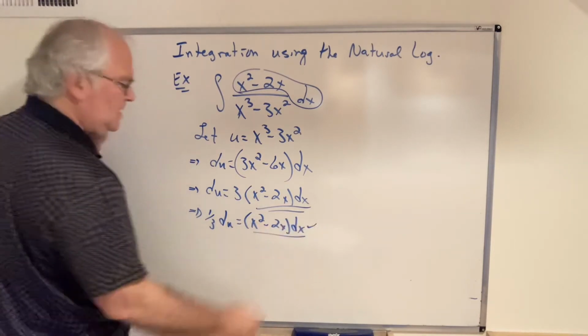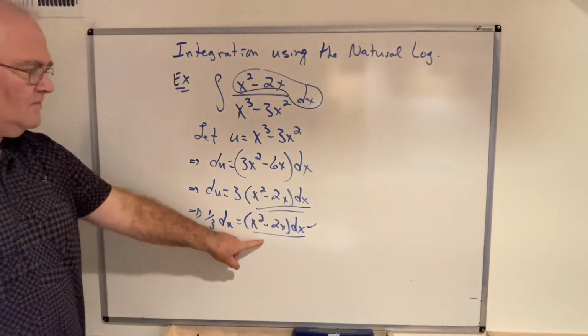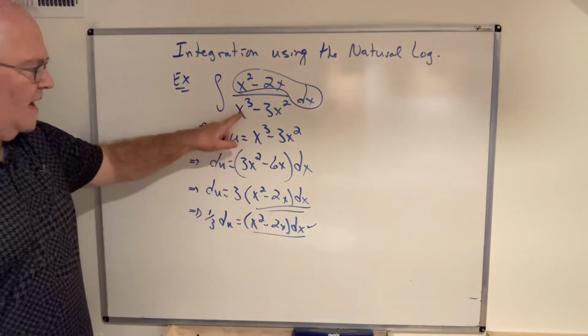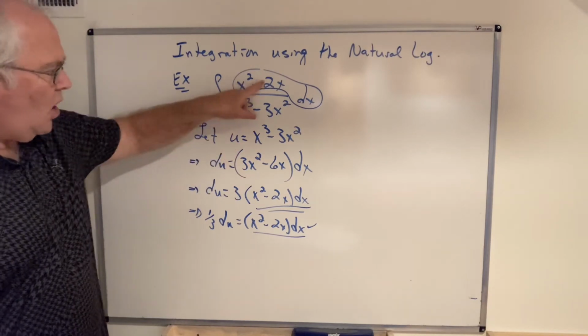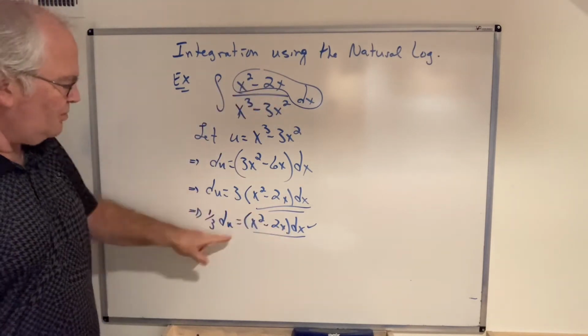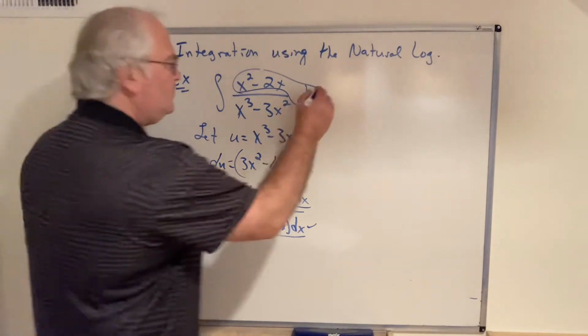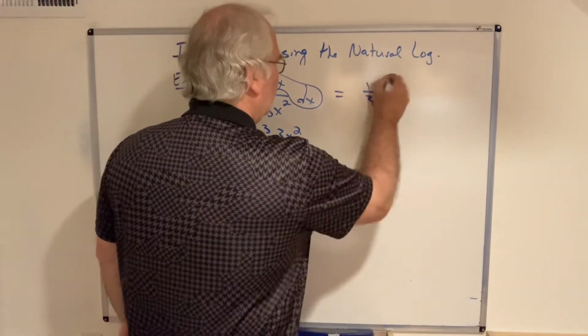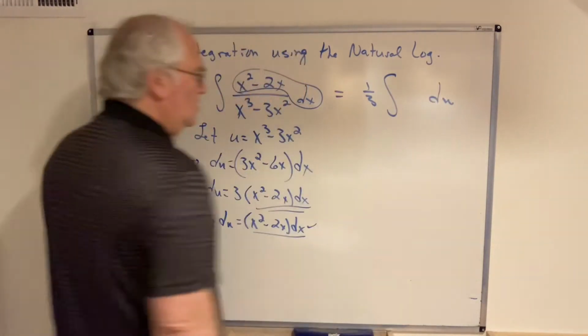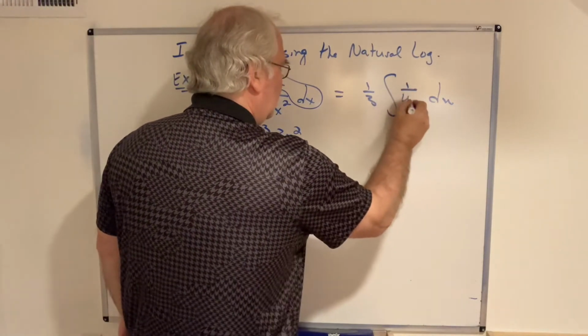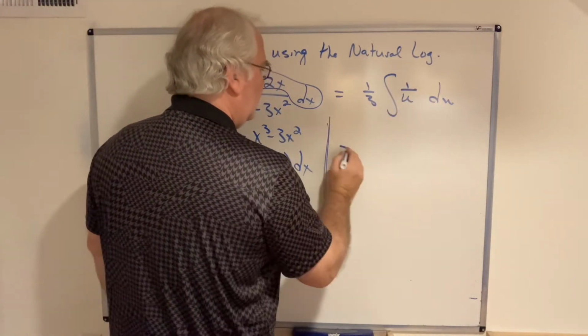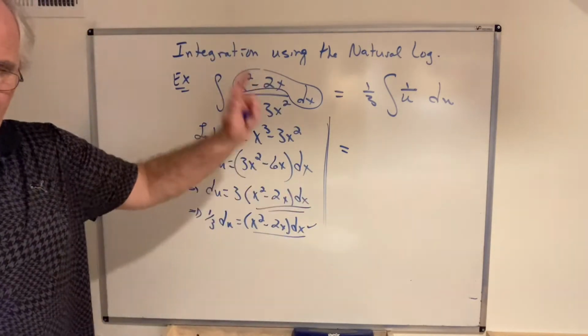And the substitution is now exact. And so x to the third minus 3x squared gets replaced with u. All the rest of this gets replaced with 1/3 du. And so this is equal to 1/3 du. And since there's nothing left in the numerator, it's 1 over u. And then that follows the same familiar path.